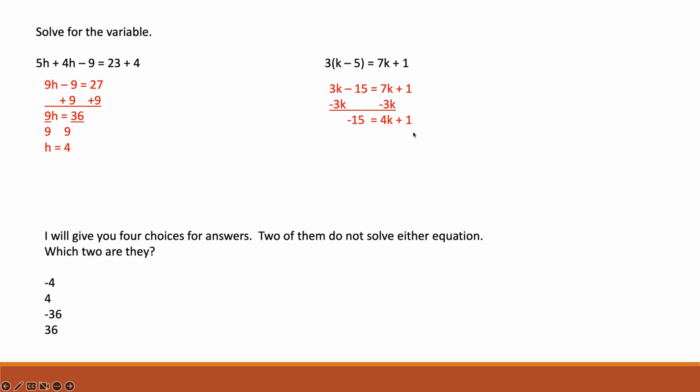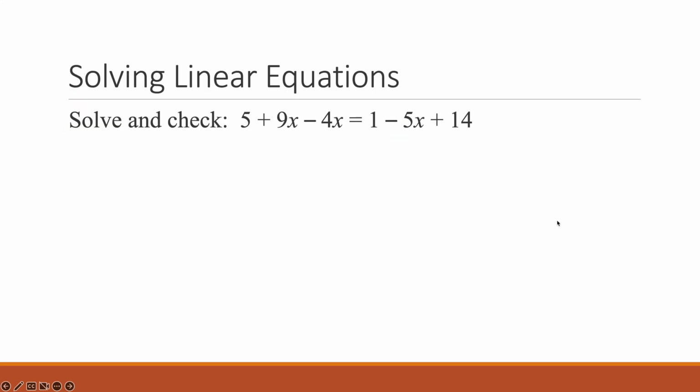4K plus 1, subtracting 1 from both sides. Negative 15 and negative 1 makes negative 16 equals 4K. Dividing by 4, because 4K means 4 times K, so I need to do the opposite, and K is negative 4. So the 2 of these that work are 4 and negative 4, and the 2 that do not work are 36 and negative 36. Okay, try this one. Simplify each side, and then see what you get.